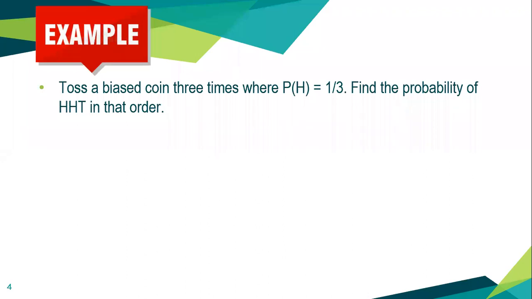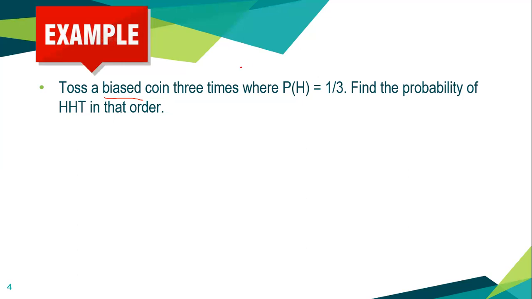Toss a biased coin 3 times where probability of head is 1/3. Find the probability of head, head, tail in that order. So sabi niya dito, magtutoss daw tayo ng biased coin. Ibig sabihin, hindi fair. Kumbaga, medyo tagilid doon sa isang side ng coin natin. Kasi 'di ba, normally if we are using a fair coin, ang probability ng head is 1/2. Same with the probability of tail, that is also 1/2. Tama ba?